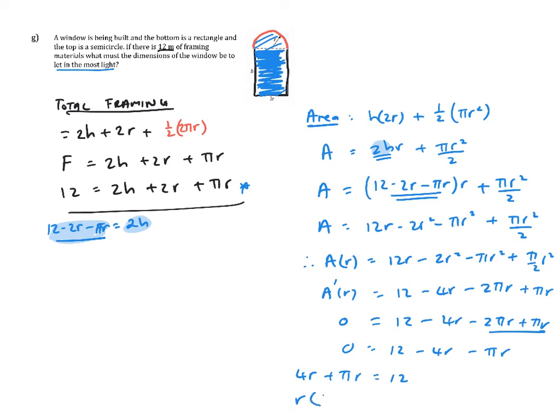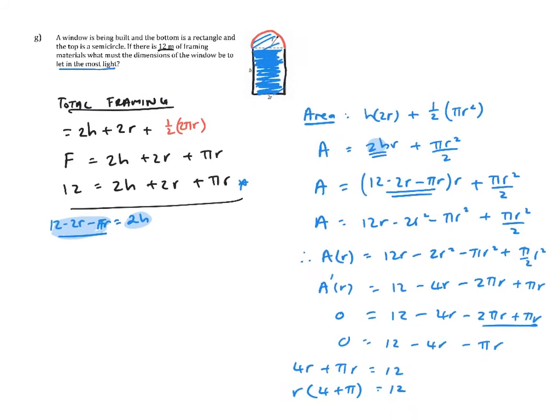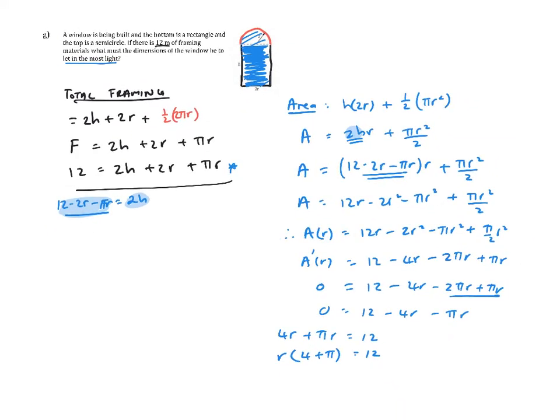Take out r as a common factor. So it's 4 plus pi. So therefore, r is going to equal 12 divided by 4 plus pi. And 12 divided by 4 plus pi is equal to 1.6802, and so it goes on.